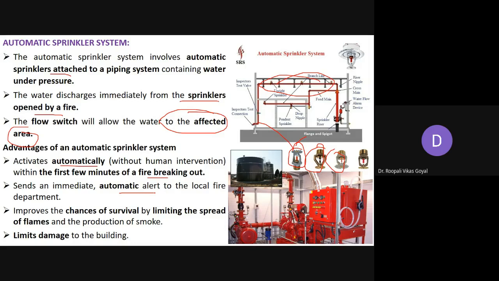So chances of survival will increase, and it will limit the spread of flames and production of smoke, and it limits the damage to the building. So as it is automatically working, it is good. But for that, you should have a systematic high pressure water system available, a proper pressurized system, so that it can automatically work. That should be present. Okay, so that is the automatic sprinkler system.